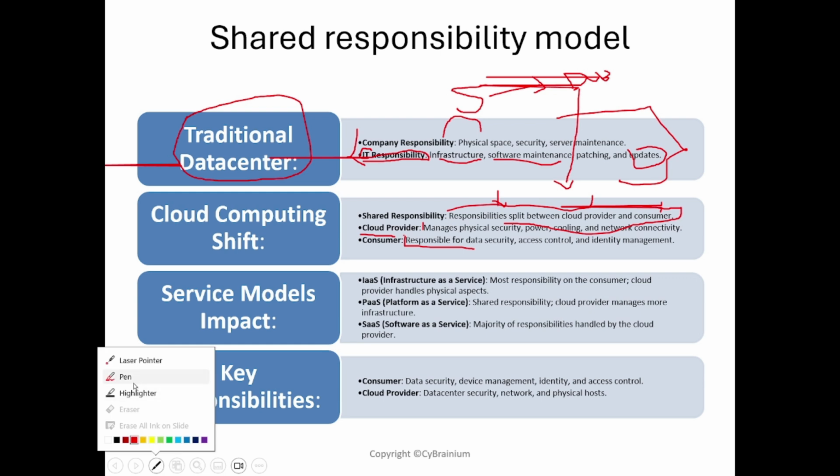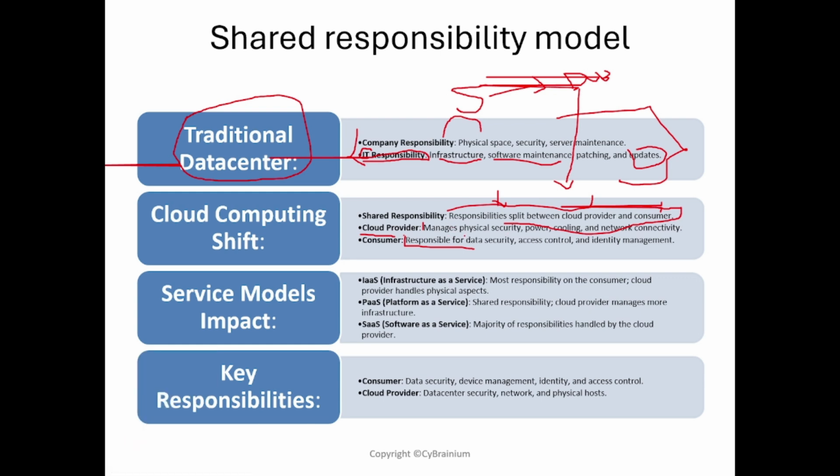The first is data security. The second is RBAC, or access control. RBAC is role-based access control. Access control and identity management means, let's say, who should have the admin access, who should have the contributor access, and who should have the reader access. All these things should be done by the organization, and for that they have an IAM engineer, an identity access management engineer.